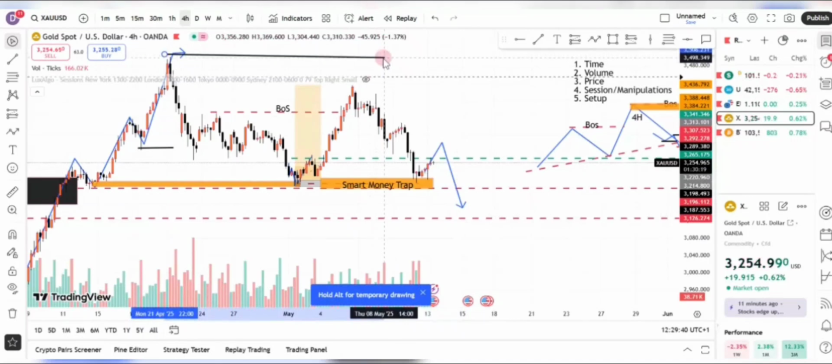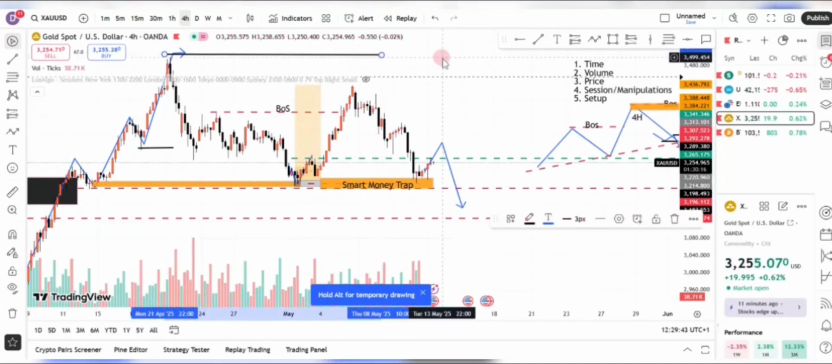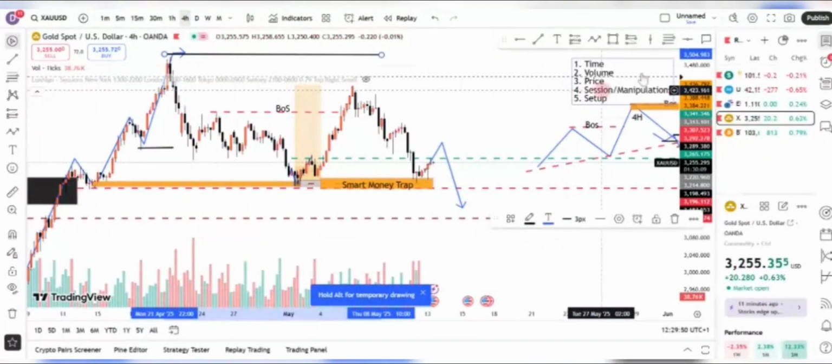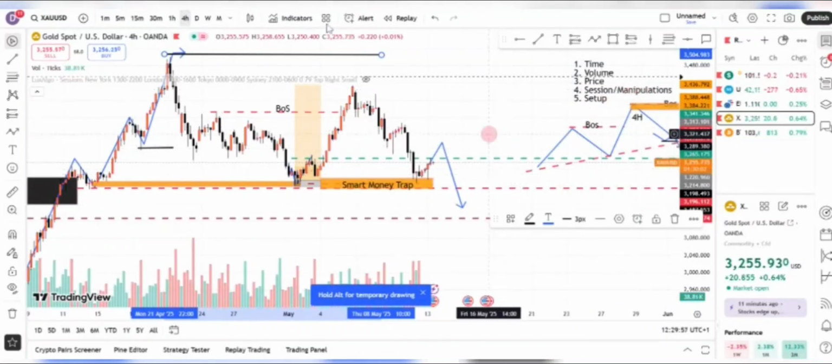Our target is just 1 is to 3. So what happens next? We are waiting for what? The session. So we're waiting for the New York session to play out. Right, but before the New York session plays out, there's CPI news coming up in less than 1 hour.